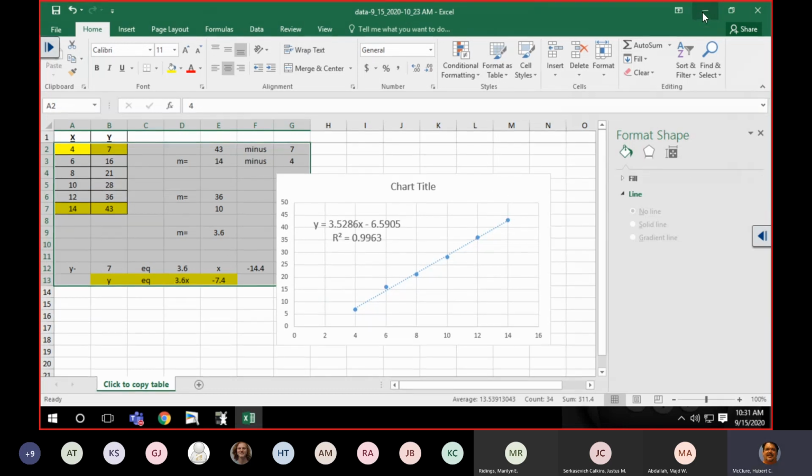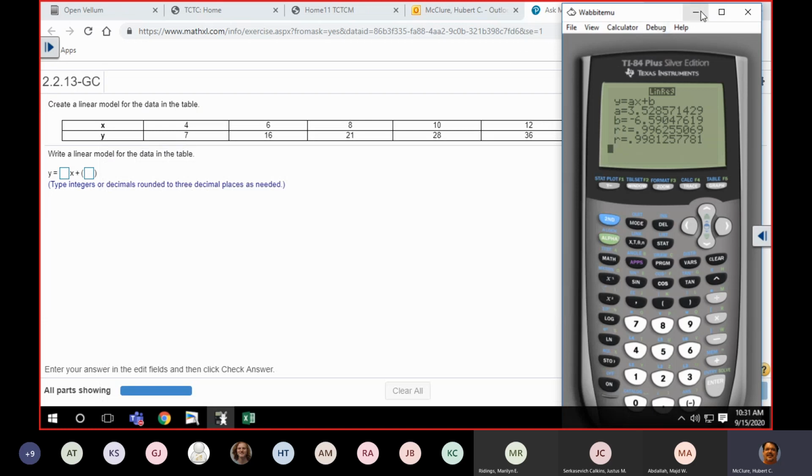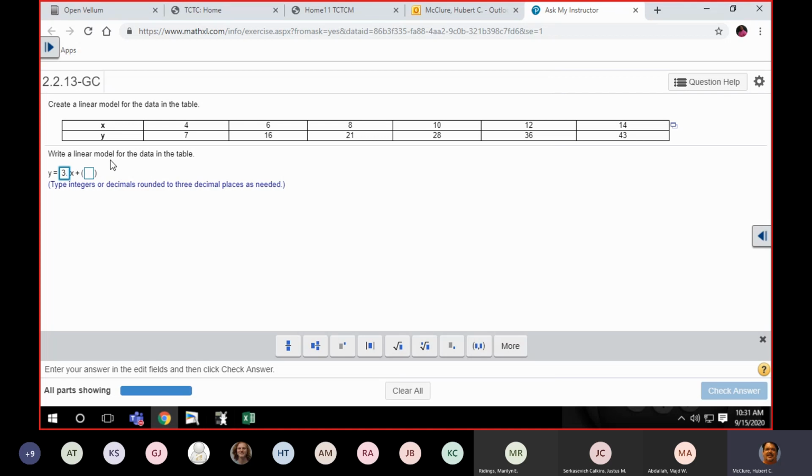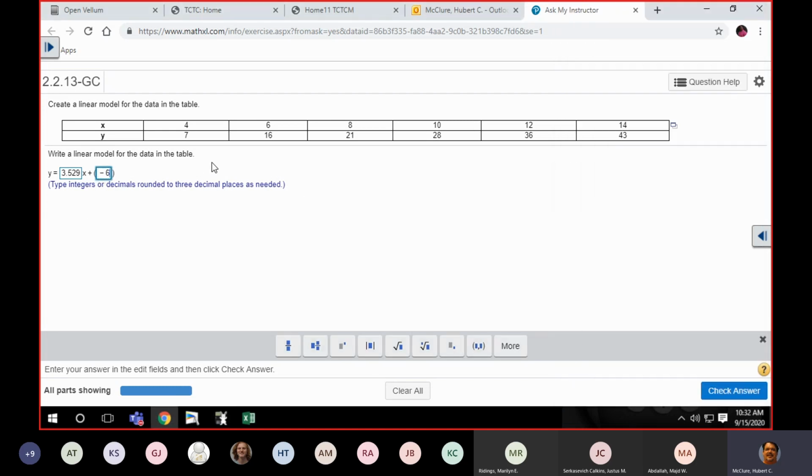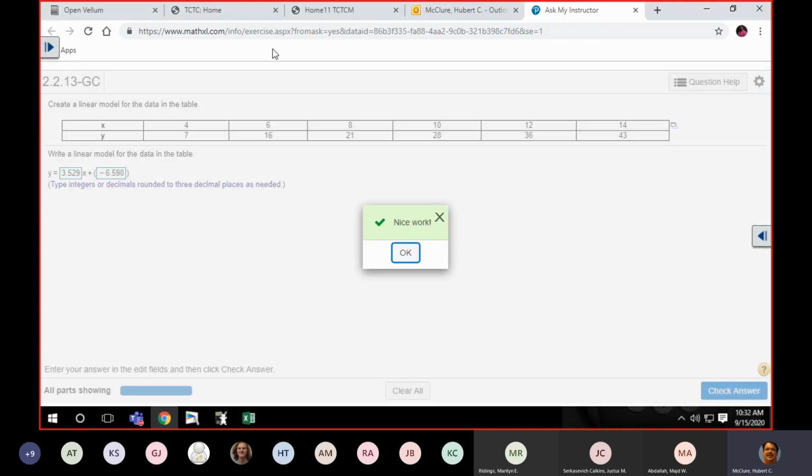And just to bring that up in case we didn't write it down, let's type this in. This is round to 3 decimal places. So that'd be 3.529 and negative 6.590. So they do want the line of best fit.